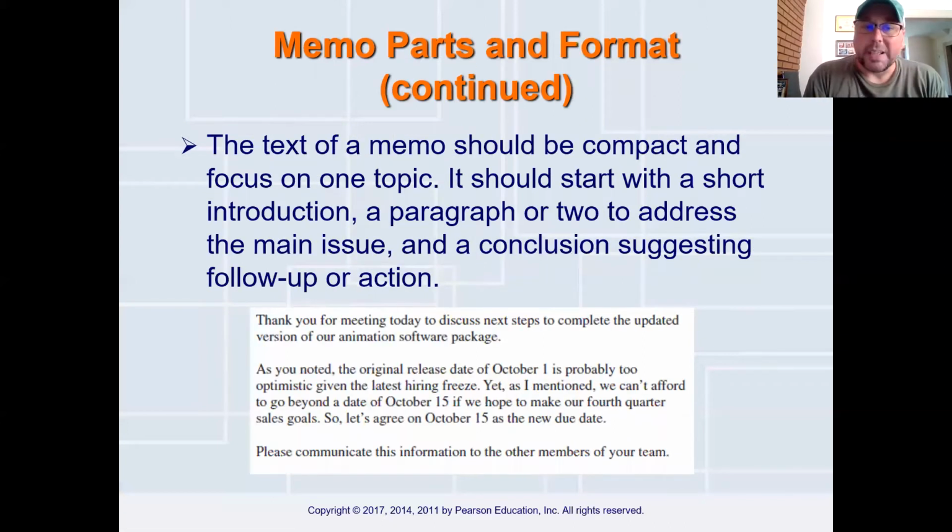The text of the memo should be compact and focus on the topic specifically. Do not digress. It should start with a short introduction, a paragraph or two to address that main point, and then a conclusion suggesting some kind of follow-up or action to be taken, all right?